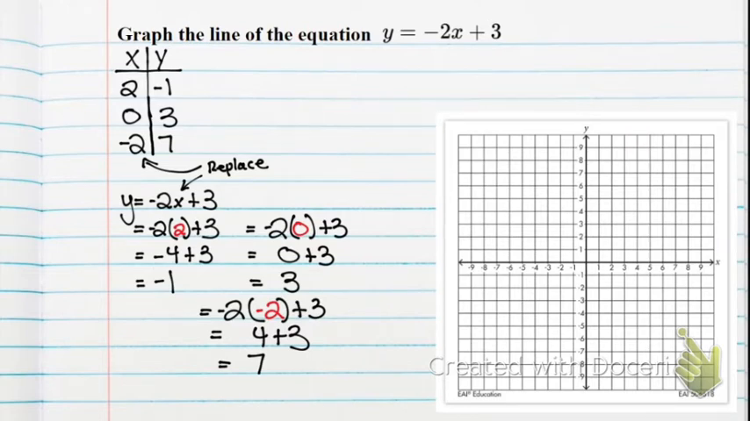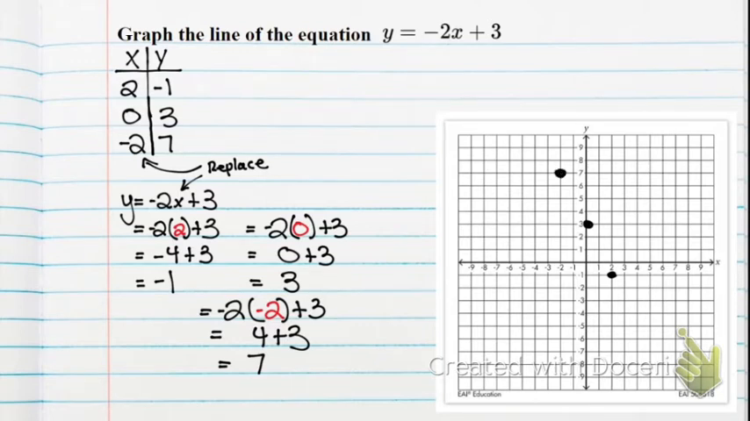So when I graph this line, I'm actually graphing ordered pairs. The first ordered pair that I'm going to graph is +2, -1. So I go to my graph, I go to +2, -1, put a dot. Then from there, I go to 0, +3, put a dot. And then my last one says I have to graph -2, 7. And I put my dot.